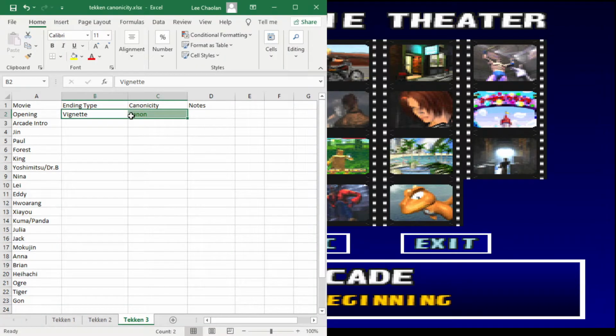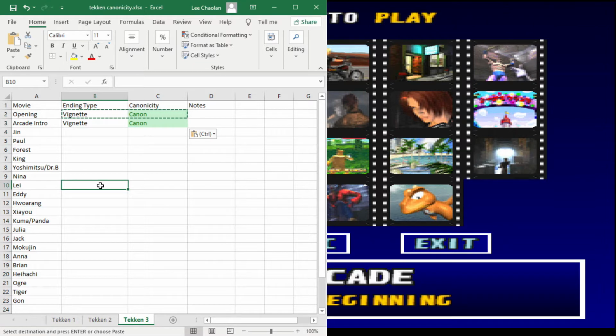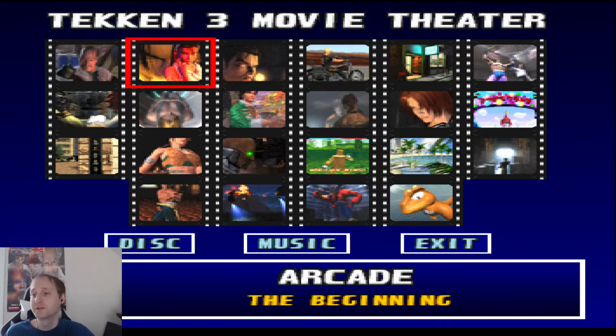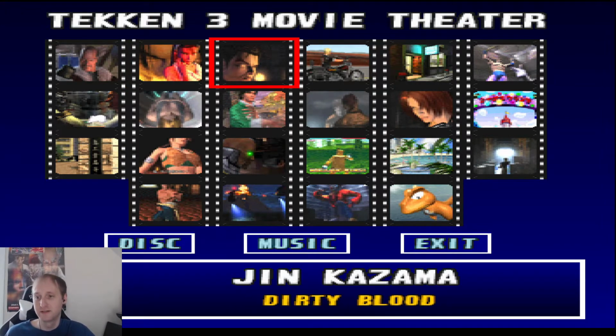This is pretty much the same as that. It's just kind of a little thing. We know that Jin is Jun and Kazuya's son. That's canon. We know that Jun's disappearance, as Harada would say now, has something to do with Ogre because she's dead. Anyway, I'm going to say that's canon. I mean, there's nothing there that isn't known to be true. So let's check out Jin Kazama's ending, Dirty Blood.